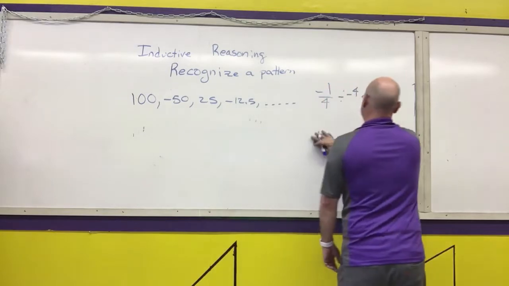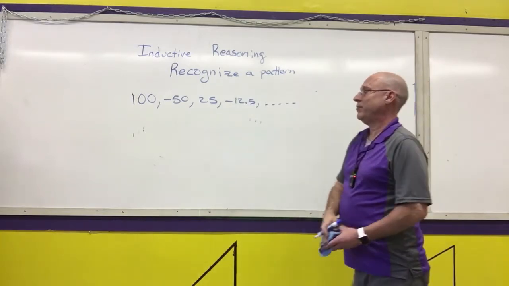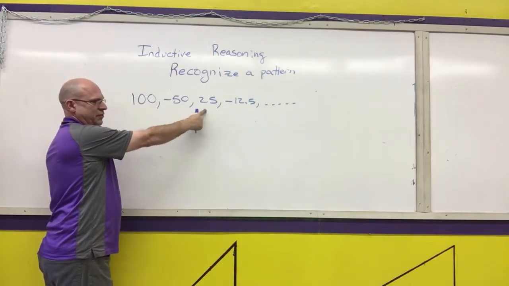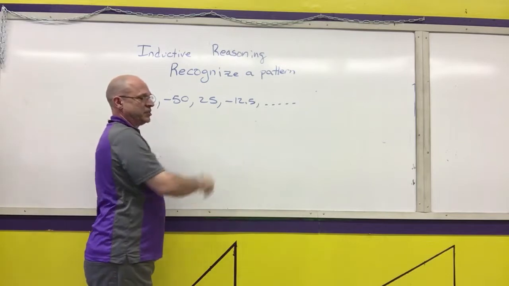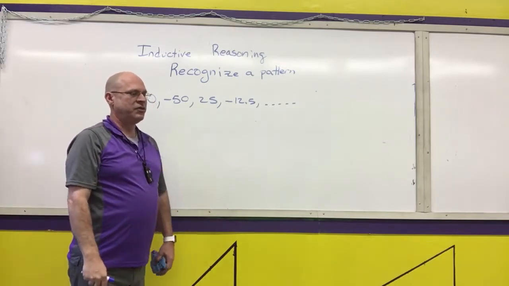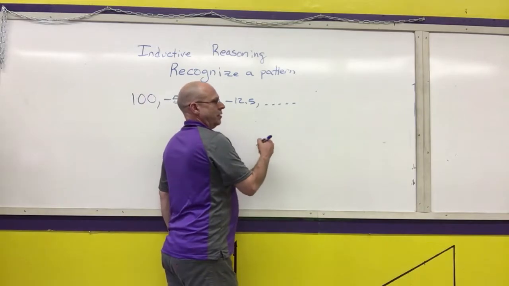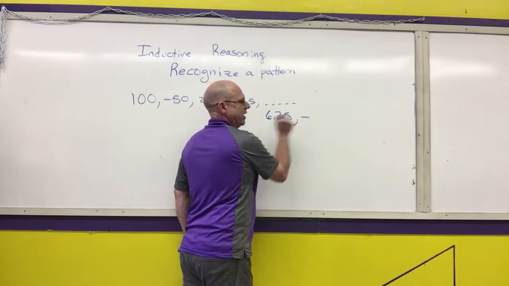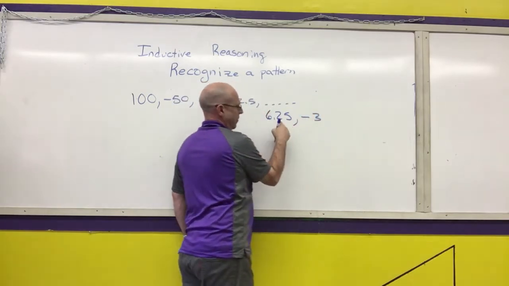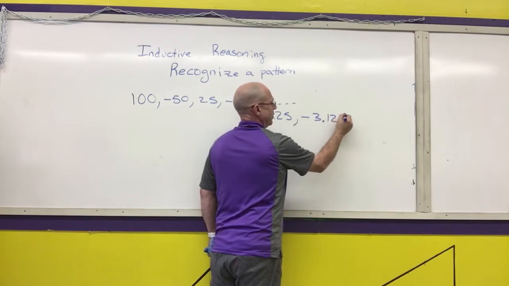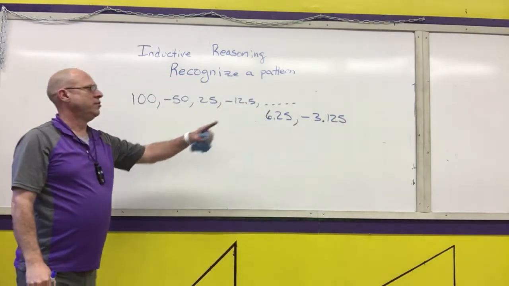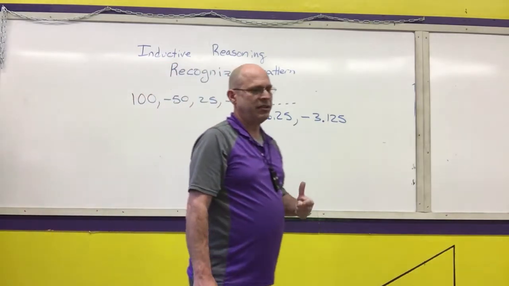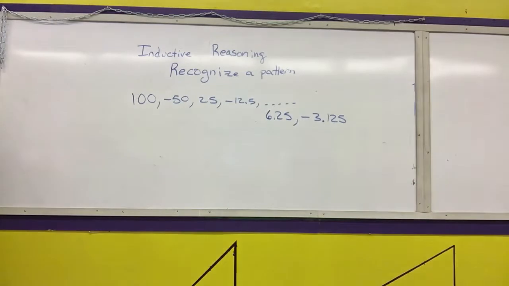What is that pattern? Divide by negative 2. So 100 divided by negative 2 is negative 50. Divided by negative 2 is positive 25. Divided by negative 2 is negative 12 and a half. Divided by negative 2 would be positive 6 1/4. Then I would get a negative 3, and what's half of that? An 8. So you can continue the series. So the big thing is look for patterns and then try to extend them.